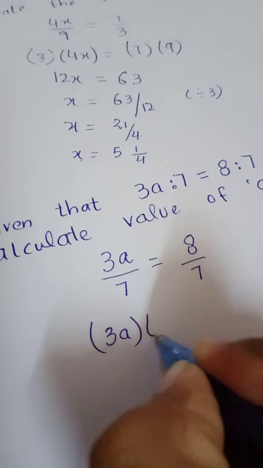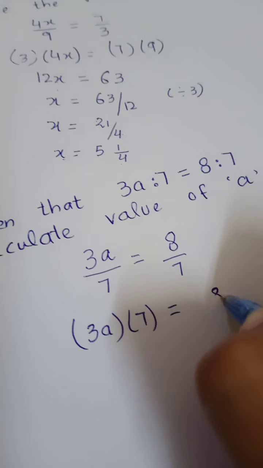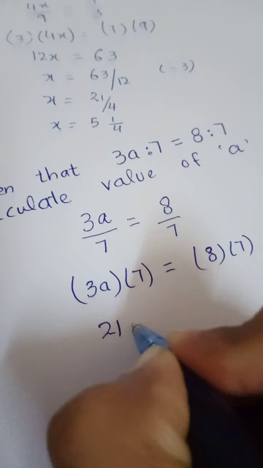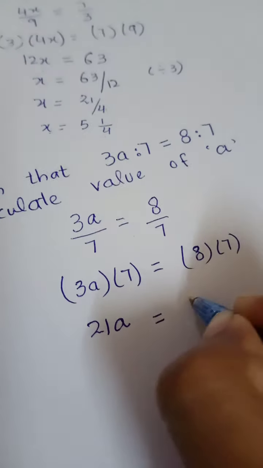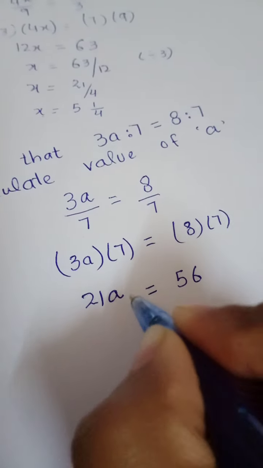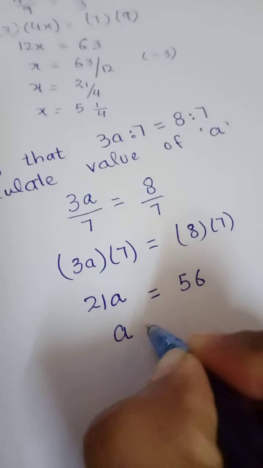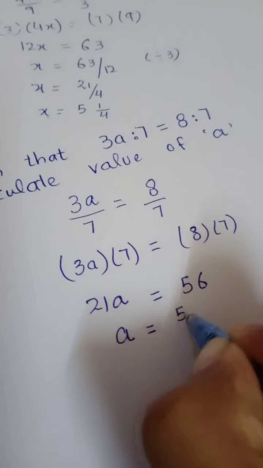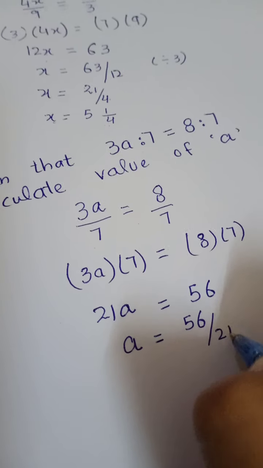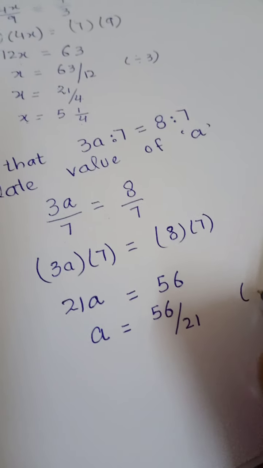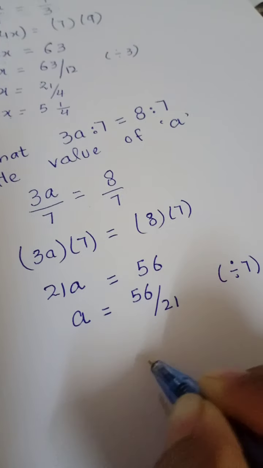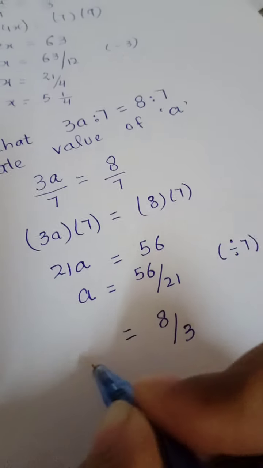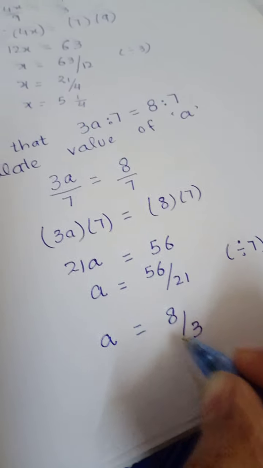3a will multiply with 7 and 8 will multiply with 7. 3 7s are 21. This is 21a. 8 7s are 56, and to isolate the variable a, you will write a here, and this 21 is being multiplied. When it will move to the other side of the equation, it will be divided. 56 and 21 can be simplified on table of 7. 7 8 times 56 and 7 3 times 21. So value of a is 8 by 3.